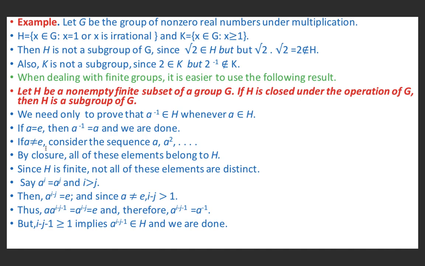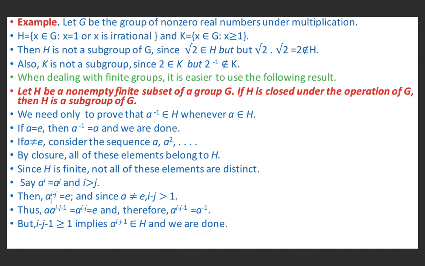If A is not equal to E, then consider the sequence A square, A cube, and so on. Because the closure axiom is satisfied, H is closed under the operation of G, therefore A belongs to H. A square, meaning A dot A, also belongs to H, A cube also belongs to H. So all these elements belong to H. Since H is finite, it is already given, it is a finite set, not all of these elements are distinct. Say A^i equals A^j and i is greater than j.